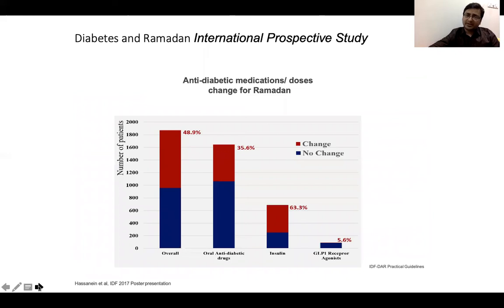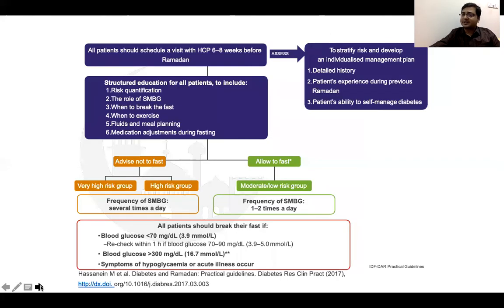Diabetes and Ramadan international prospective studies have shown that anti-diabetic medication doses were changed for Ramadan in approximately 50% of patients. Oral anti-diabetic changes were more frequently seen because these are more prone to cause hypoglycemia. Insulin changes were significantly seen because if you take insulin before breakfast and do not take food for a very prolonged period of time, the risk of hyperglycemia is very high. So those changes need to be made. Overall, other kinds of medication changes are quite few.